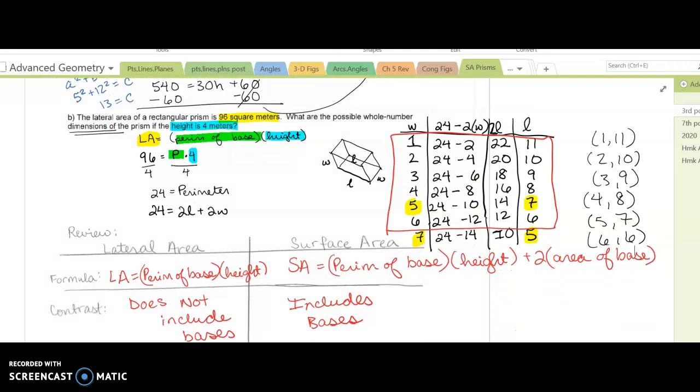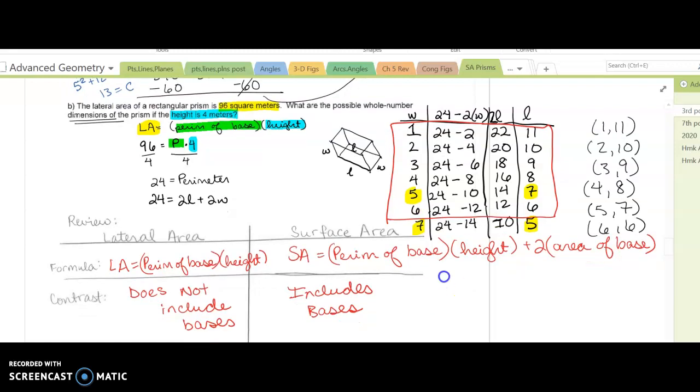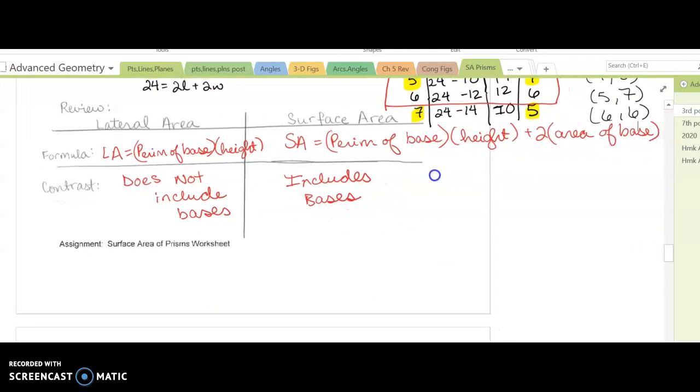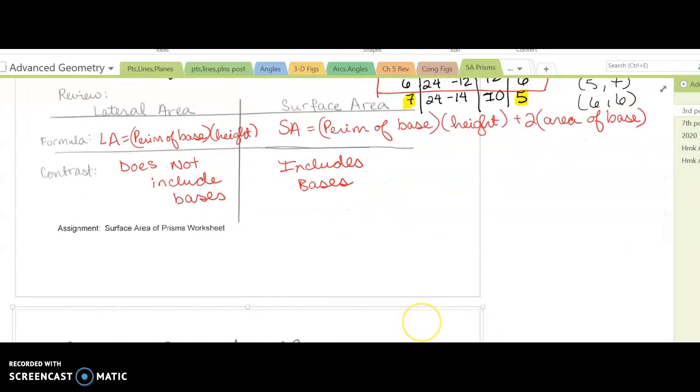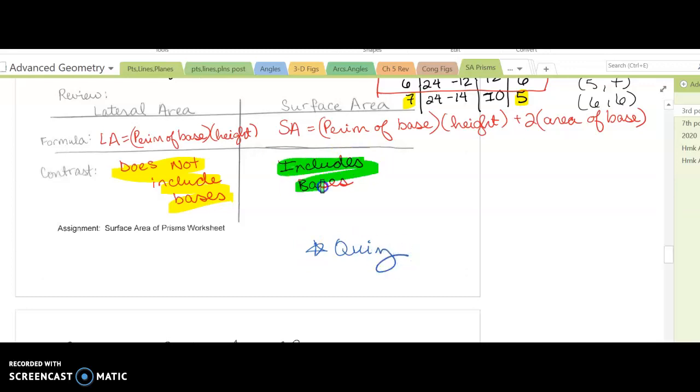So a little bit different than the way we usually think about solving these things, because we had 2 variables, we had to make this table and just try different numbers. The last thing is I wanted to make sure you truly understood the difference between lateral area and surface area. So lateral area does not include the bases, and I can almost guarantee you that this will be a quiz question at some point, versus surface area includes the bases. That's the big difference between those two.